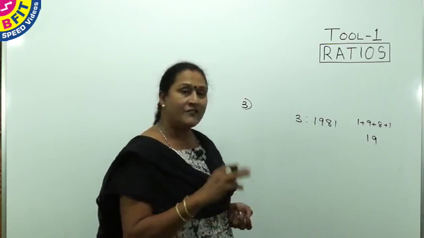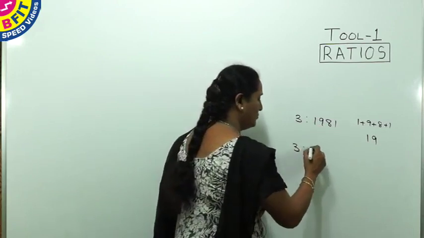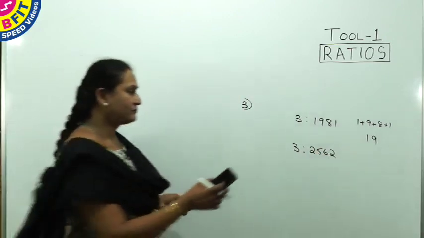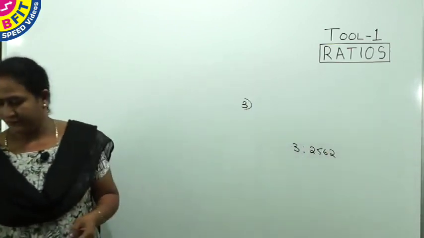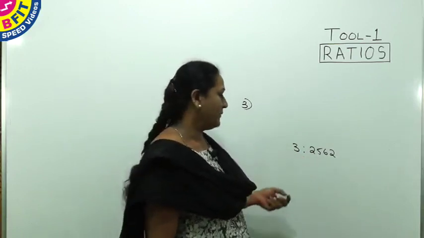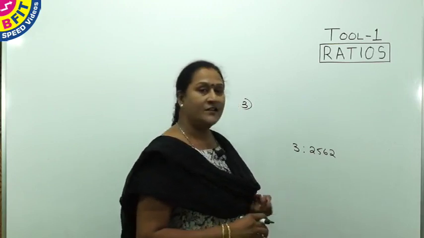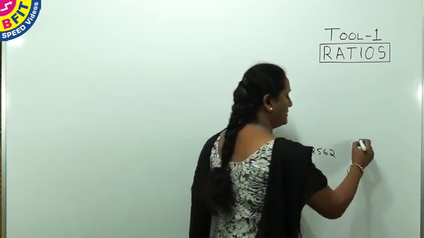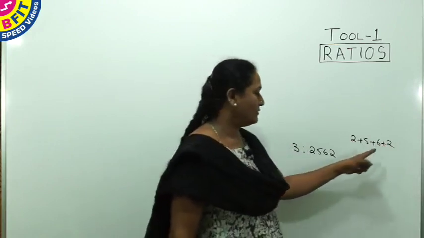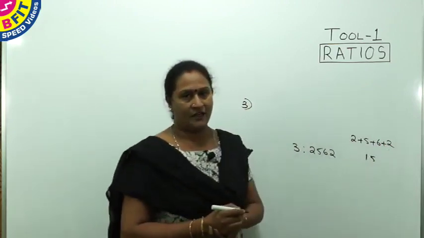3:1981. If suppose we have a common factor in both the parts, how do we proceed? Say it is 3:2562. Now we have to divide both parts of the ratio by 3, and for that again we can use the same test of divisibility for 3. Adding all the digits of the second part, check if it is a multiple of 3. So adding all the digits, it is 2 plus 5 plus 6 plus 2. So what is the value? 6 plus 4, 10 plus 5, 15. So adding the digits we get 15, which is divisible by 3.